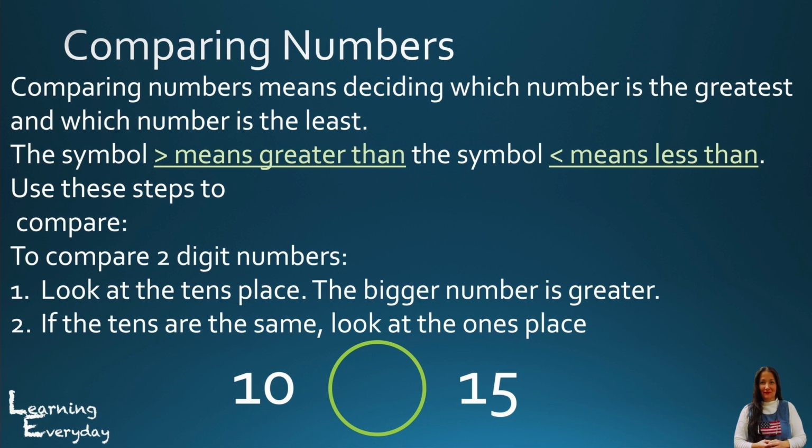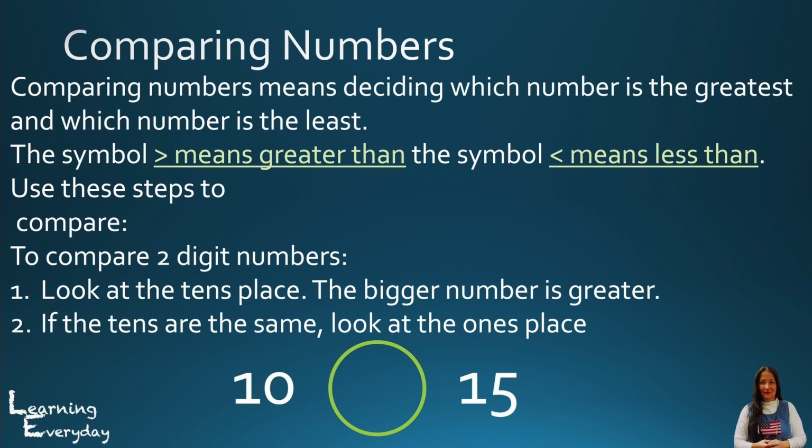Comparing numbers. Comparing numbers means deciding which number is the greatest and which number is the least. The symbol greater than means greater than. The symbol less than means less than. Use these steps to compare. Number 1: to compare two-digit numbers, look at the tens place. The bigger number is greater. Number 2: if the tens are the same, look at the ones place.